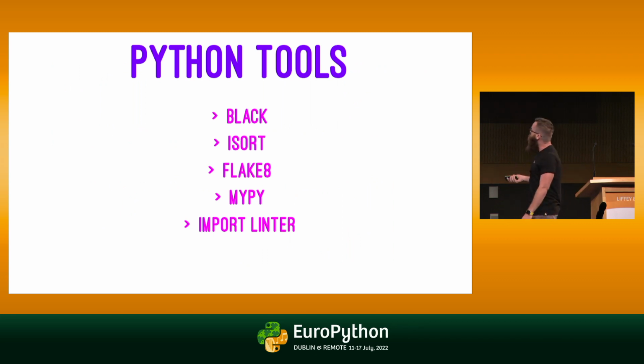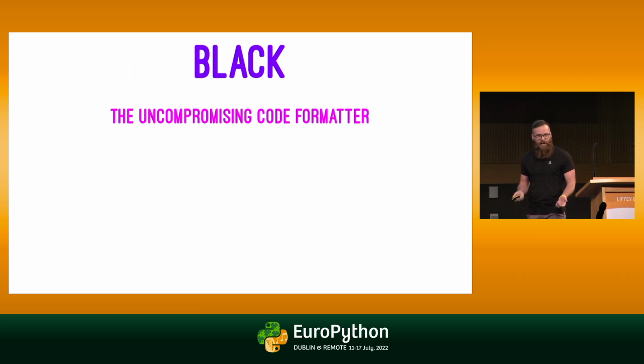Okay, so here are some of the tools that we're going to talk about briefly. We're going to give you a little overview of how we use these different linters and formatters and stuff in Kraken, and then I'll give you a little overview about how we actually use them. So first up is Black.